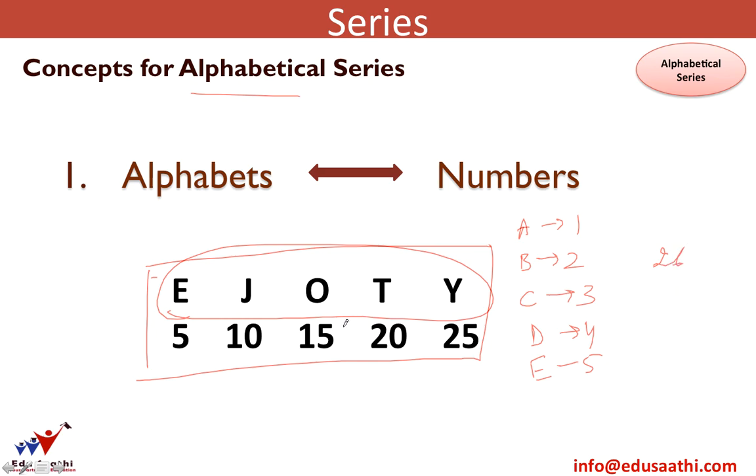For example, I want to find out what is the number corresponding to U. I know that in EJOTY, E is 5, J is plus 5, 10, O is plus 5, 15, T is plus 5, 20, and Y is plus 5, 25. I know that U is nearest to T, I have T and then U. So if this is 20, then U is 21. So it makes it easier for you to comprehend the number corresponding to the alphabets.